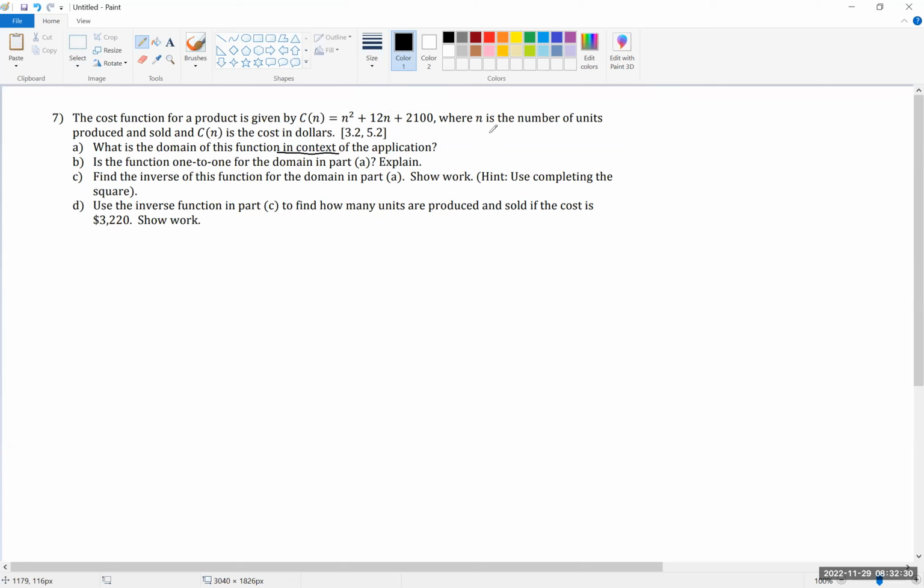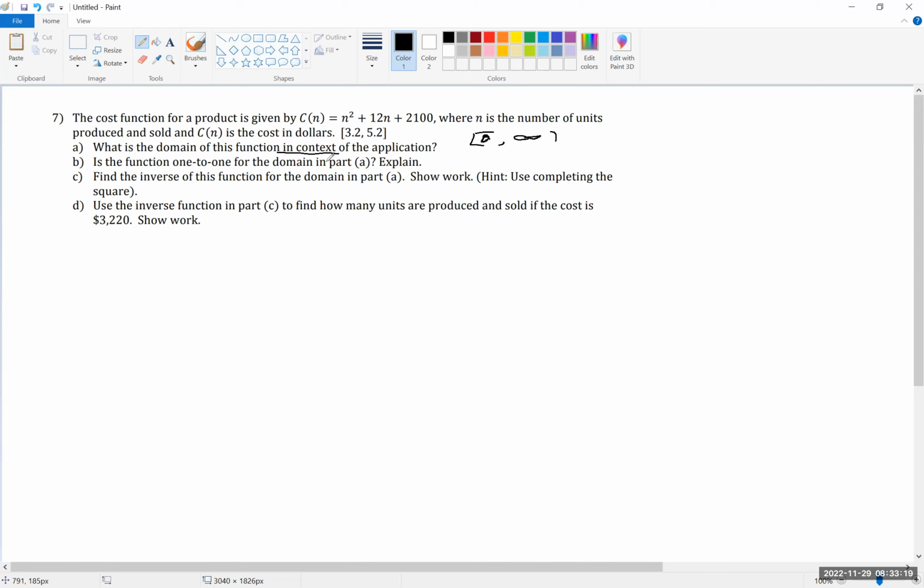But in the context of this story problem, we'll use brackets 0, and even infinity is probably not the most sense. It doesn't make the most sense because you can't produce infinitely many items or units, but we'll just go from 0 to infinity. It's got to be positive. That's the main thing. In other words, whatever this parabola looks like, we're looking at the positive side only. That's the only side that makes sense. You can't produce negative stuff.